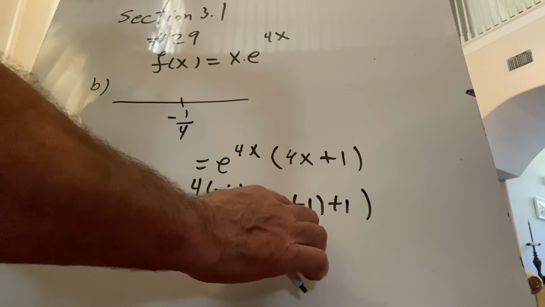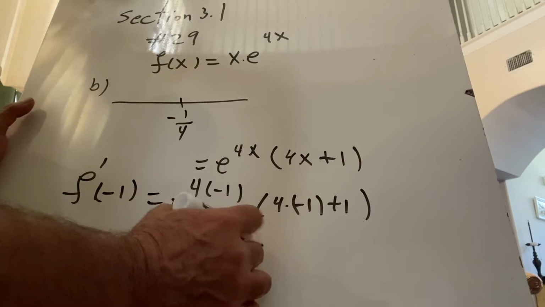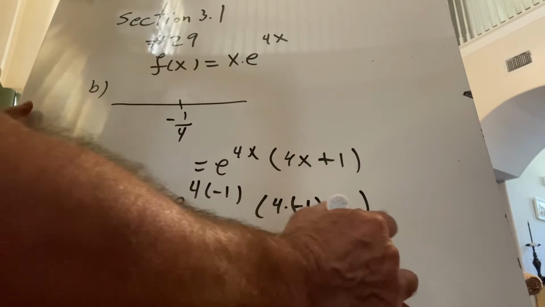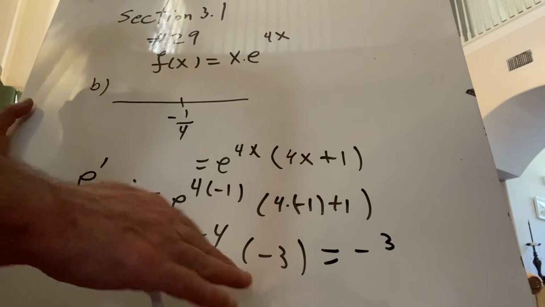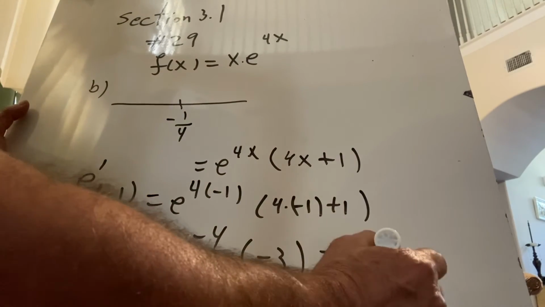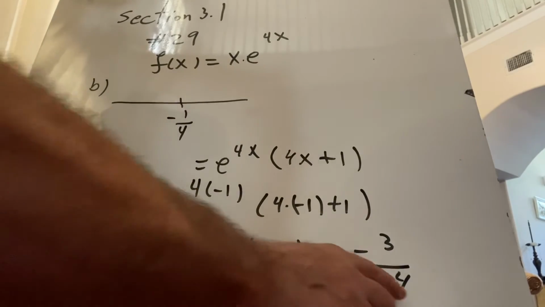4 times negative 1 is negative 4, plus 1, which of course becomes negative 3. Which is going to be the same thing as negative e to the negative 3. You can take the negative e to the negative 3 downstairs, or leave it there. It doesn't matter. But as I'm sure you know, e to the 4 or e to anything can never be negative. So this is always positive. e to the 4 is positive.